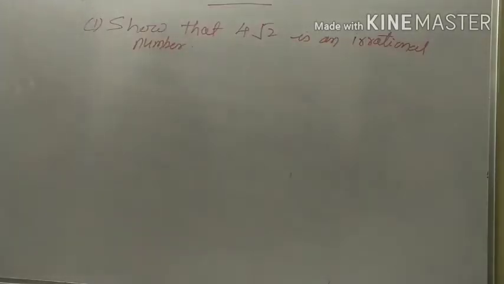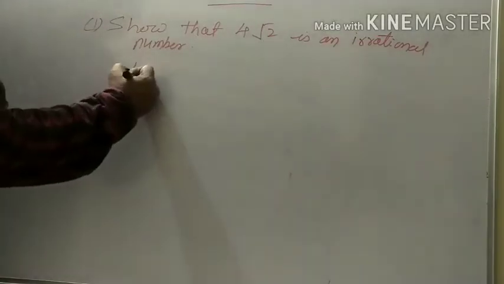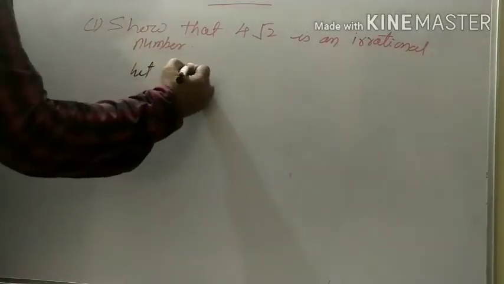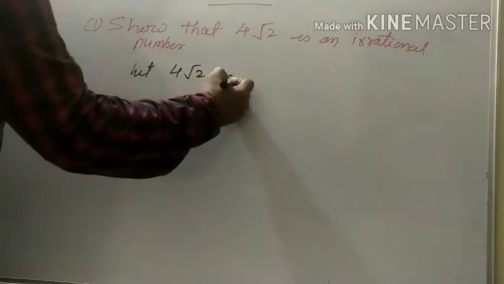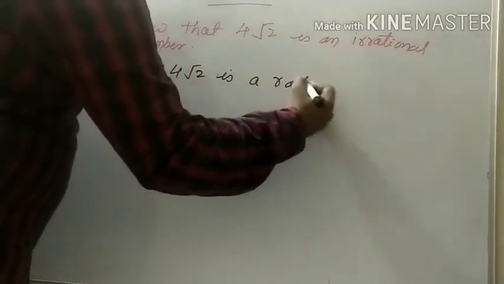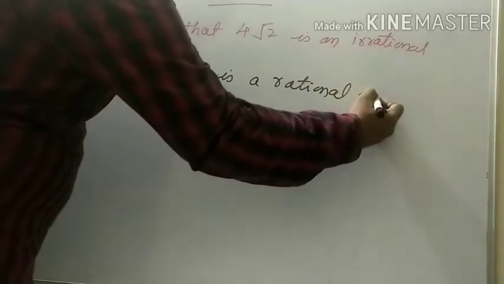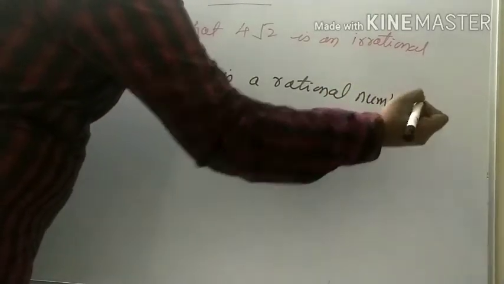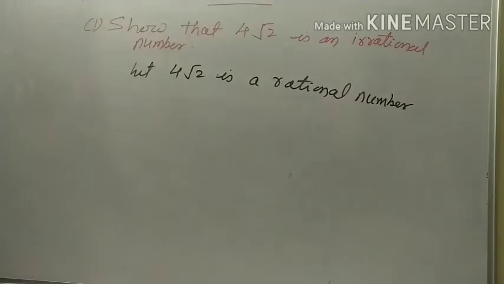So student, today I am going to start exercise 2.1. We have to show that 4 root 2 is an irrational number. For this we first assume that 4 root 2 is a rational number. If it is a rational number, we can write it in P upon Q form.